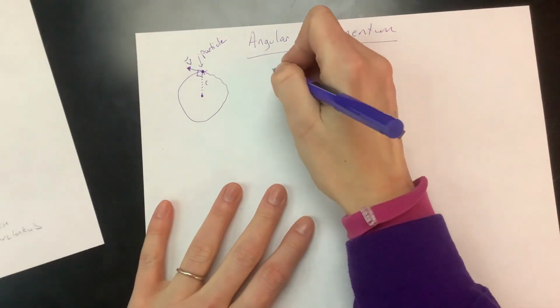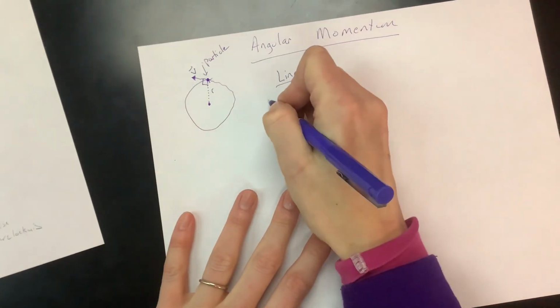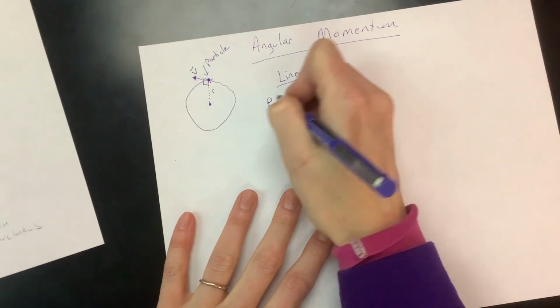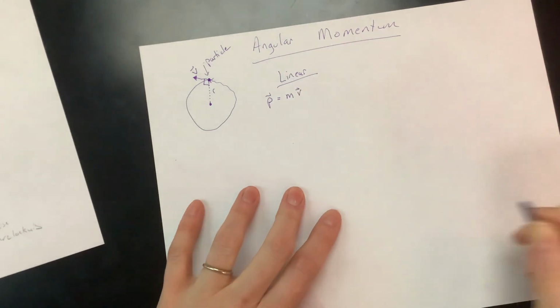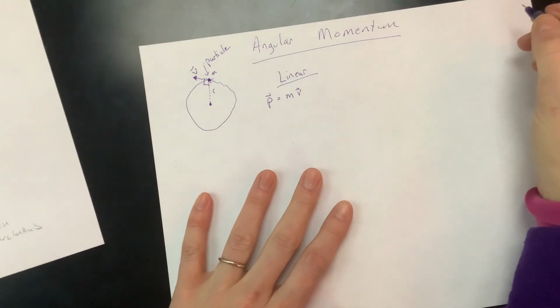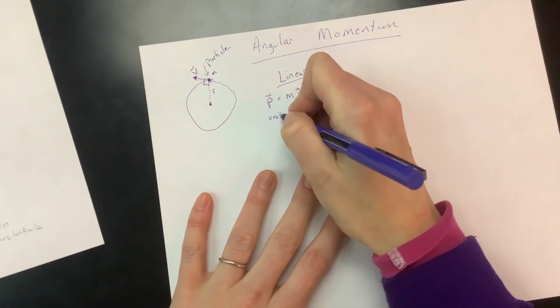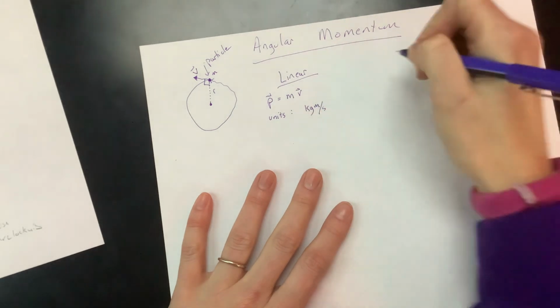Now, in linear motion, we would talk about momentum p, and we would find that by doing mass times velocity v, which we could still do. This object does have mass, okay? And it would have the units of kilograms times meters per second.